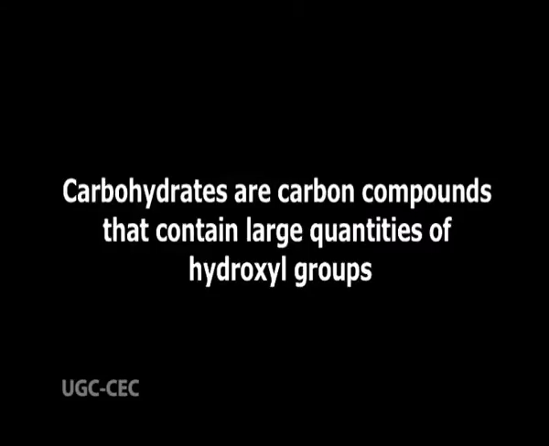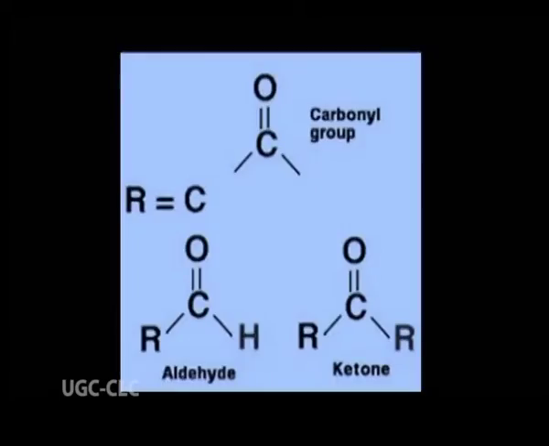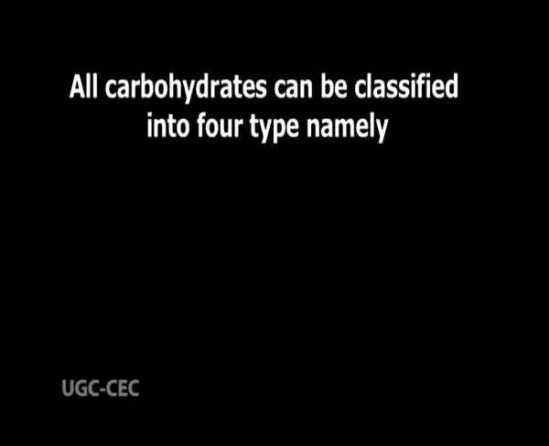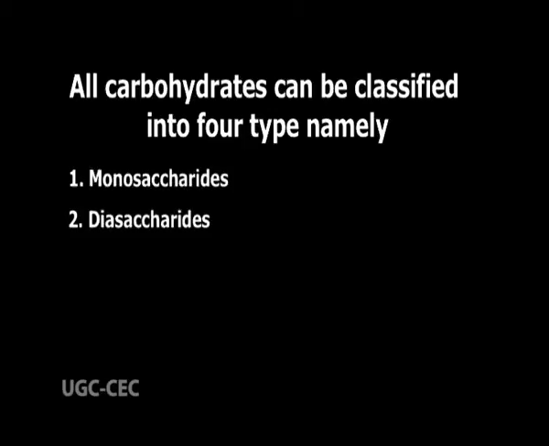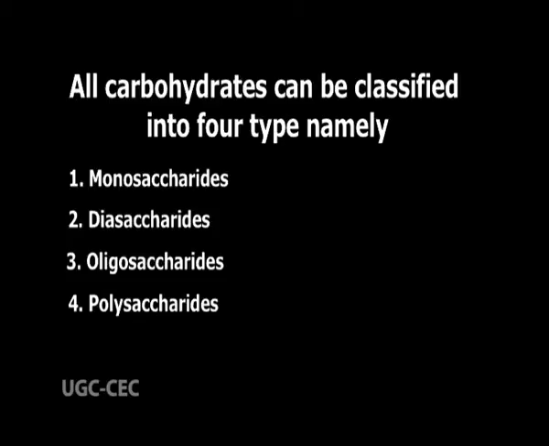Conclusion. Let us summarize the key points of learning of this chapter. Carbohydrates are carbon compounds that contain large quantities of hydroxyl groups. The simplest carbohydrates also contain either an aldehyde moiety, termed polyhydroxyaldehydes, or a ketone moiety, that is polyhydroxyketones. All carbohydrates can be classified into 4 types, namely monosaccharides, disaccharides, oligosaccharides and polysaccharides.